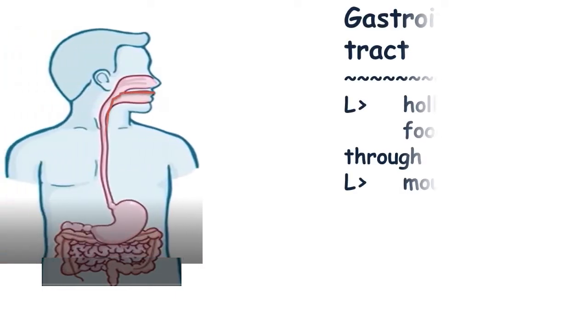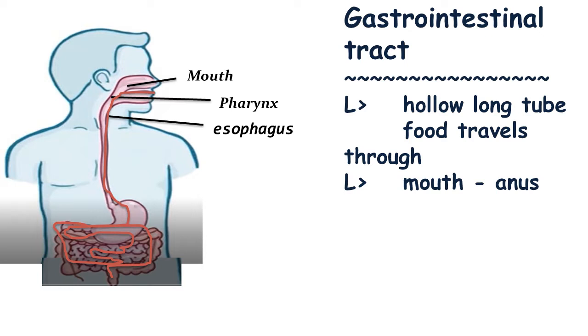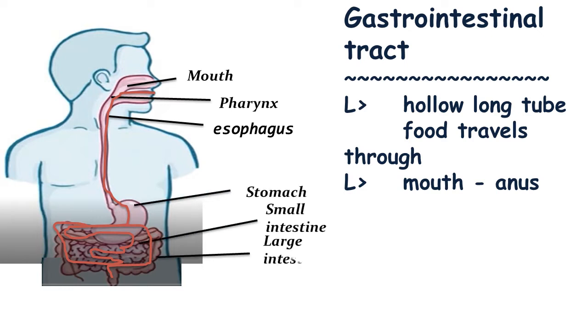Dear learners, today we are going to discuss the overview of the gastrointestinal tract. The gastrointestinal tract is a hollow long tube in which food passes through from mouth to anus. The main digestive organs are mouth, pharynx, esophagus, stomach, small intestine, large intestine, and the anus.